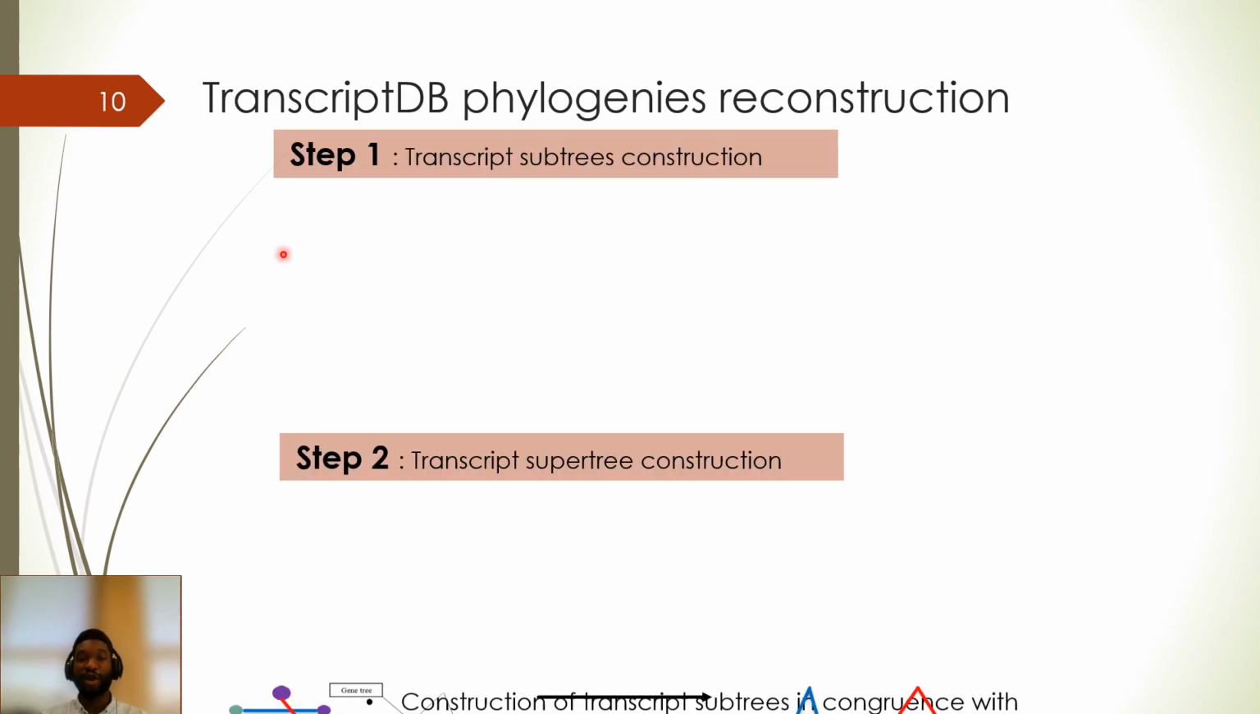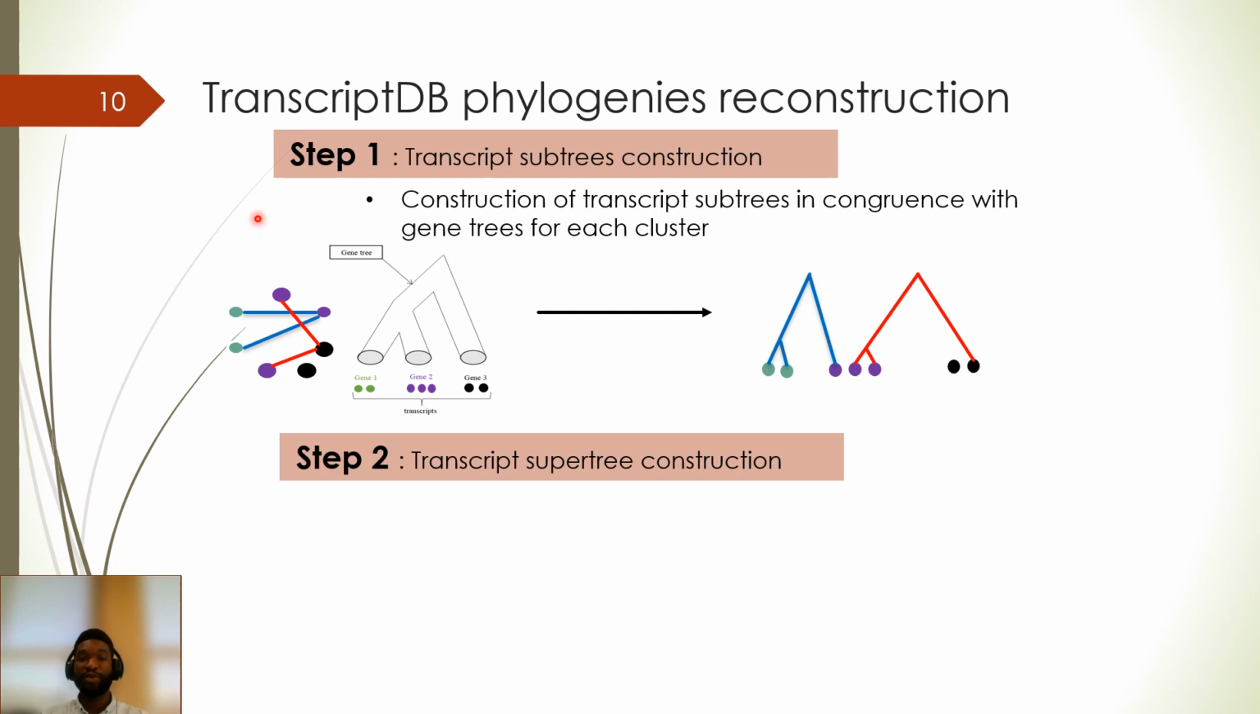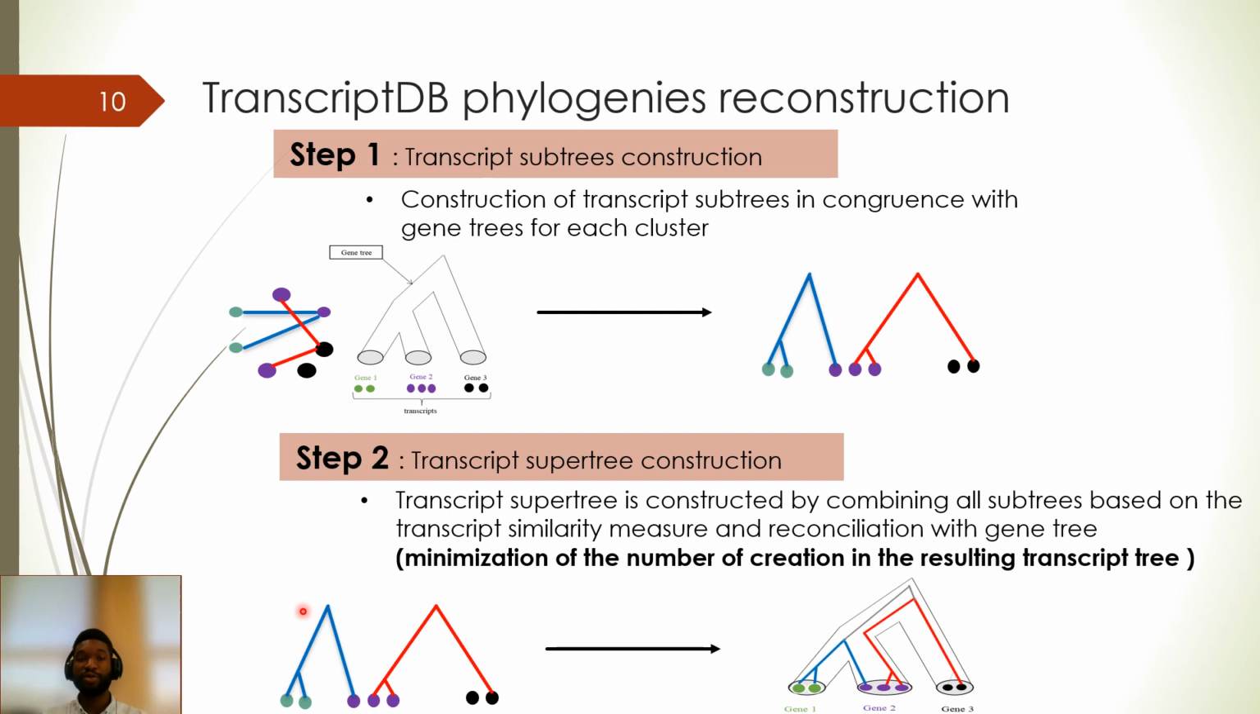The first step constructs the transcript subtrees in congruence with gene trees for each transcript cluster resulting from the TranscriptDB clustering. Then, the second step is to construct a transcript supertree by combining all subtrees based on the transcript similarity measure and reconciliation with the gene tree. The optimization criterion is to minimize the number of creations in the resulting transcript tree. The resulting supertree is used to infer homology relationships between transcripts.